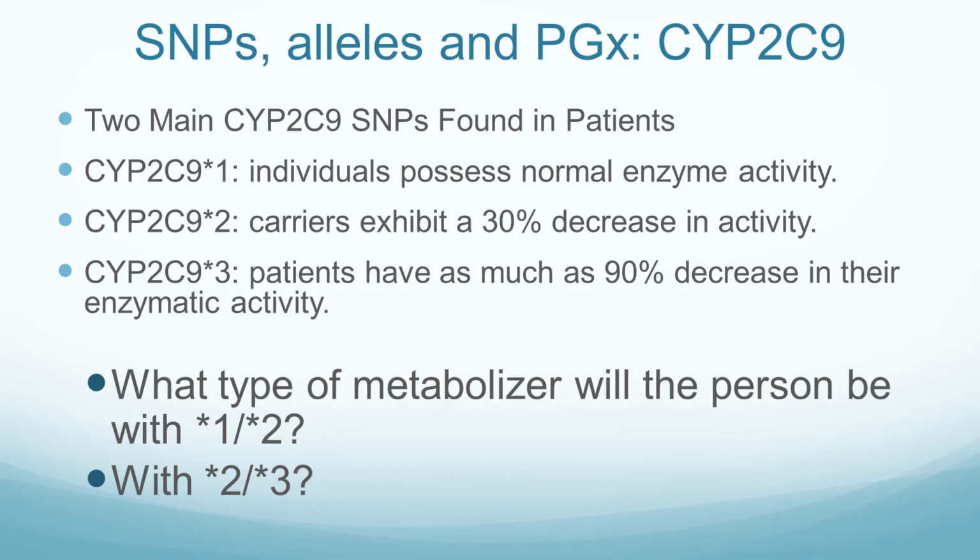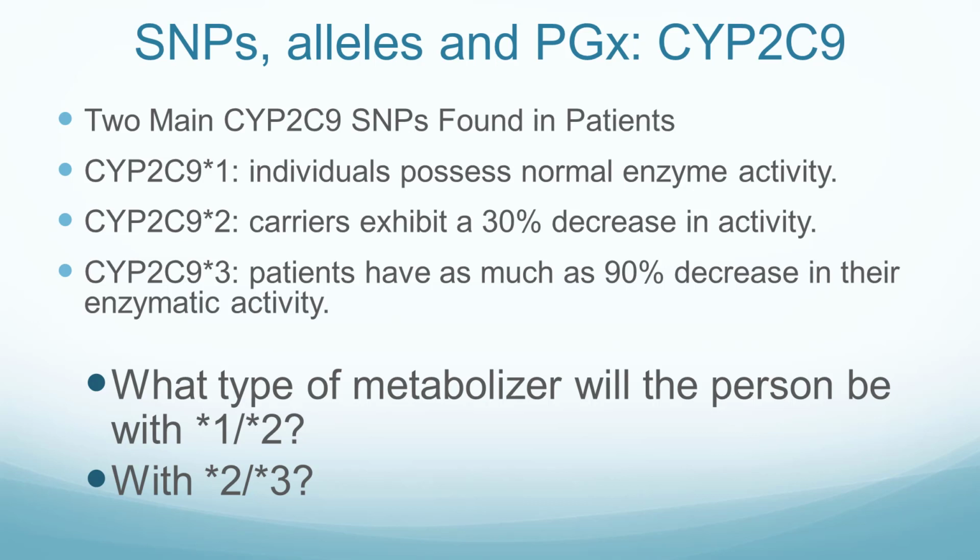When it comes to the 2C9 gene, there are two main types of SNPs or polymorphisms or variants. First, they have a normal enzyme activity, which is obviously not a variant, but then there's the 2C9 star 2. Those carriers of that polymorphism have a 30% decrease in activity. The 2C9 star 3, those people have as much as a 90% decrease in their enzyme activity.